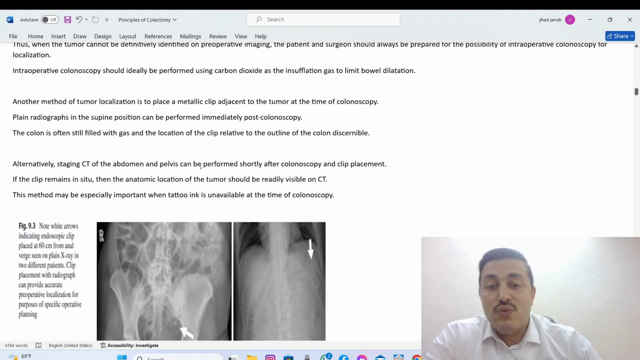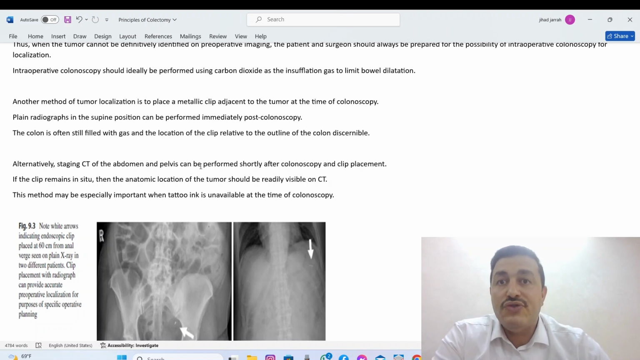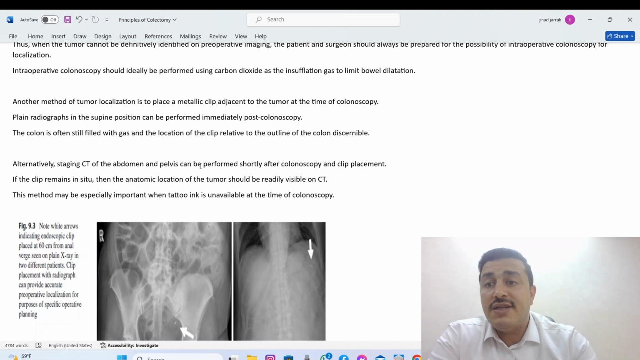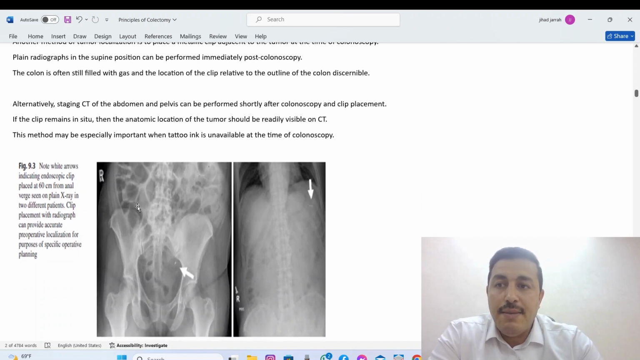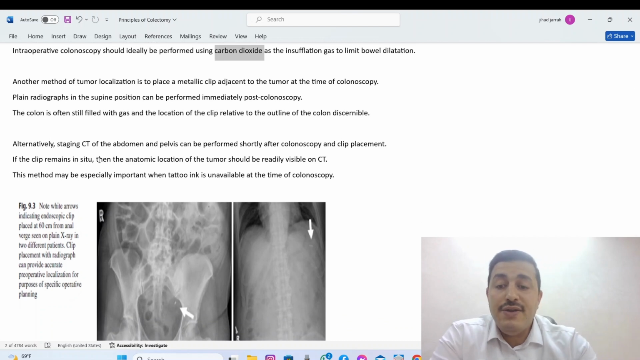Okay, what other methods do we have in localization? Even with all of these, we didn't reach 100% exact localization, or 100% sensitivity and specificity of localization. We should be ready for altering the planned resection. But we have another method, the intraoperative colonoscopy, in which we use carbon dioxide. And also we have the clip. During colonoscopy, the colonoscopist can put a clip, and you can see the clip.